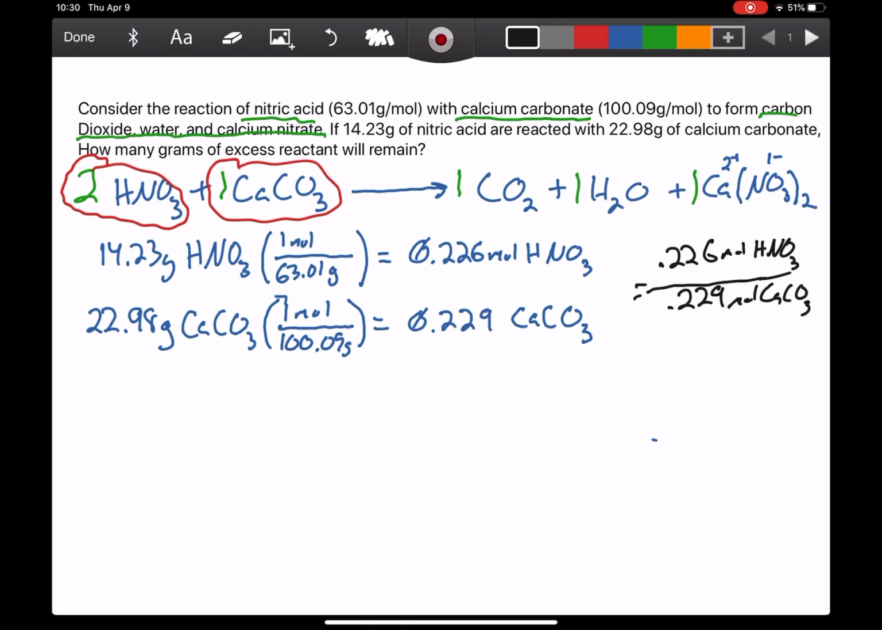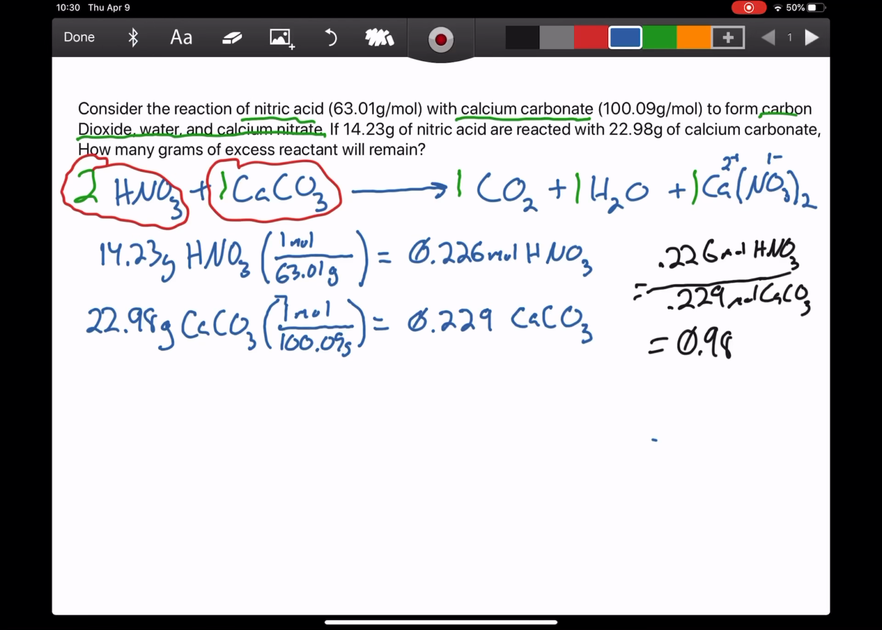So 0.226 divided by 0.229, and what we find is this is equal to 0.98. What this is saying is we have 0.98 moles of HNO3 for every 1 mole of CaCO3. If HNO3 would have been in excess, this number here would have been greater than 2. But since it's less than 2, we know that HNO3 is limiting. So now that we found out which one is limiting, now we can solve the rest of the problem.